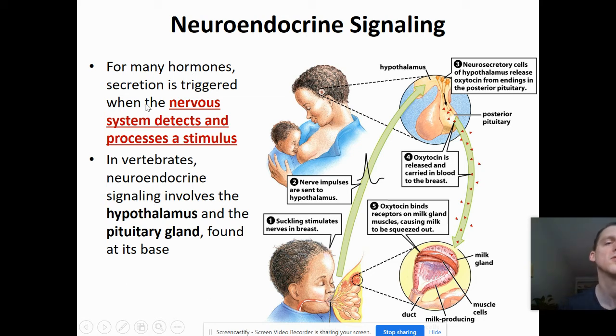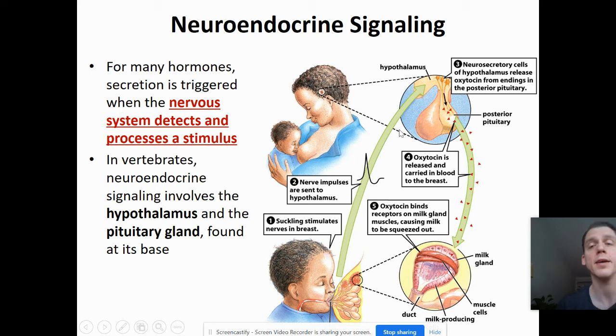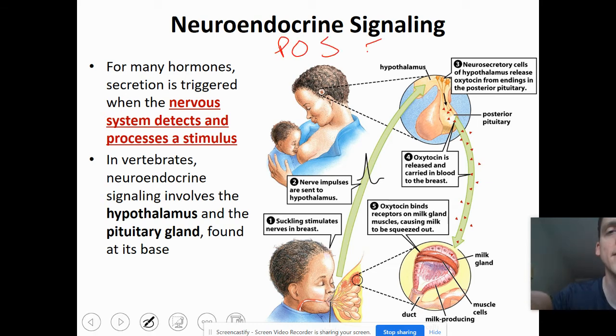For many hormones, secretion is triggered when the nervous system detects a stimulus. Here is an example of that. In vertebrates, neuroendocrine signaling involves the hypothalamus and the pituitary gland. So here we have some endocrine signaling. This is actually positive feedback, and I'm going to write that out here. Positive feedback as opposed to negative feedback.